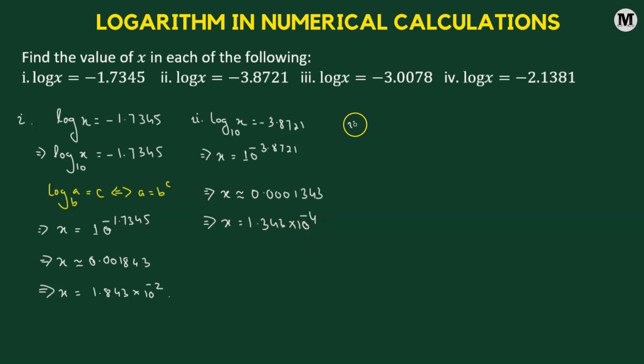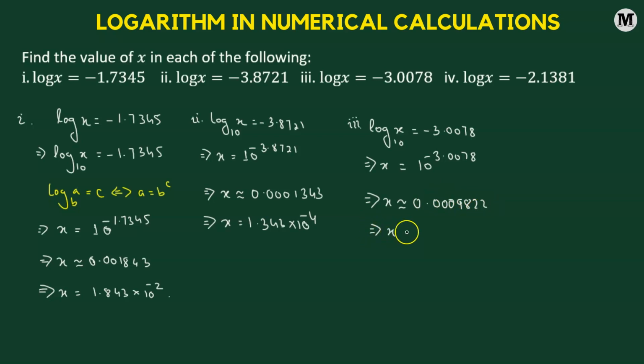Coming to the third part of the problem, so here we have log of x to the base of 10 equals negative 3.0078. So x will be equal to 10 raised to the power of negative 3.0078. So we have x corresponding to 0.0009822. Which means that x is going to be 9.822 times 10 raised to the power of negative 4.